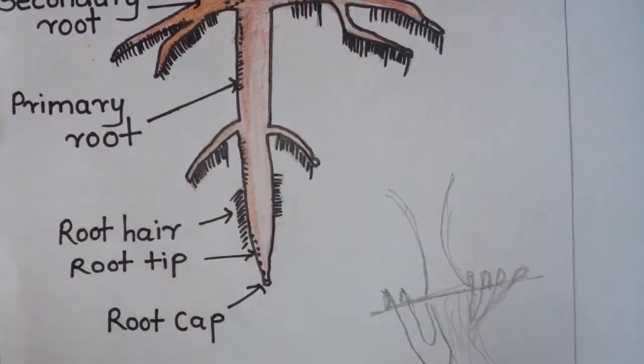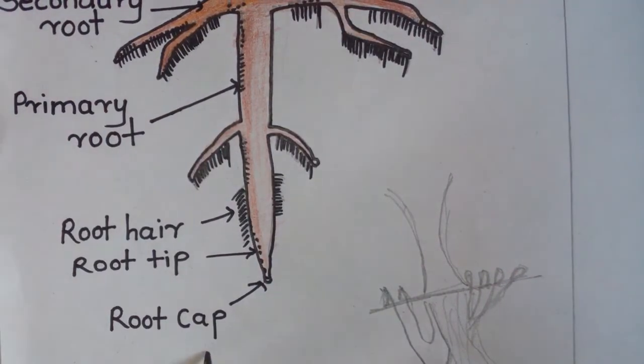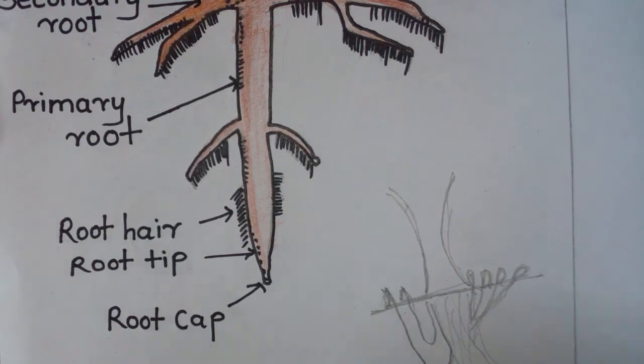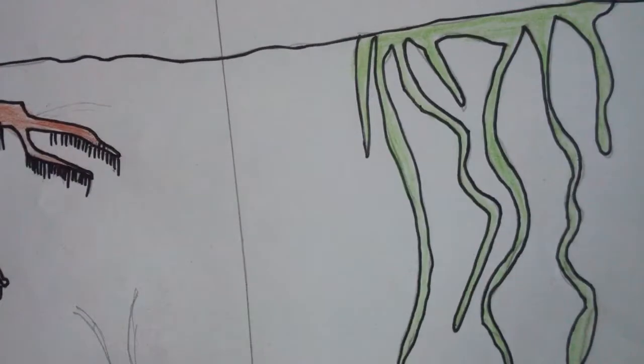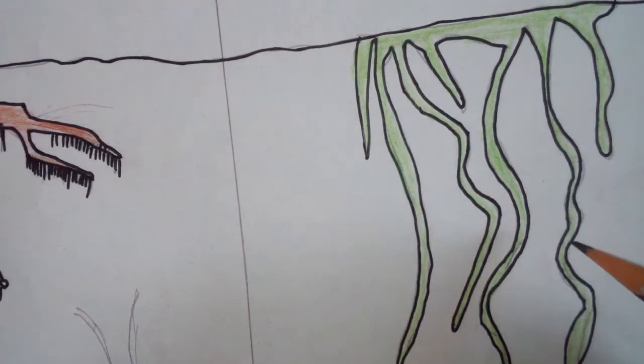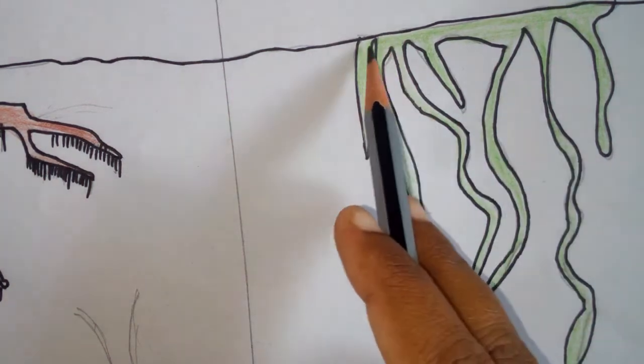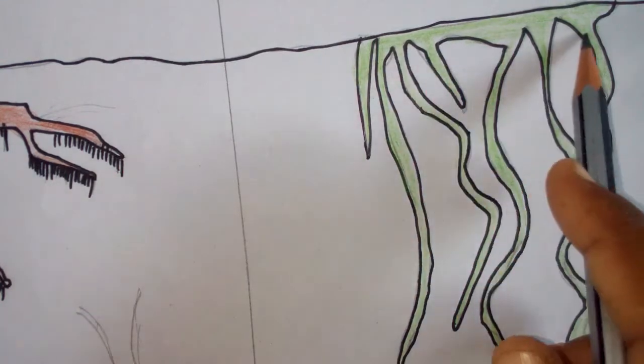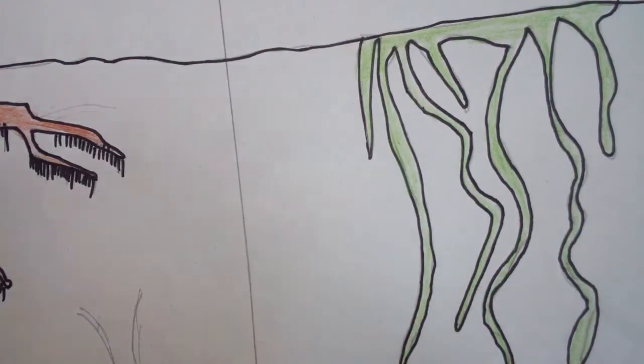As well as on a tap root, the root cap is there, and the root cap gives protection to the root tip and other parts of the root. And the fibrous roots cannot be differentiated into primary root, secondary root and tertiary root. They immediately grow from below the stem.